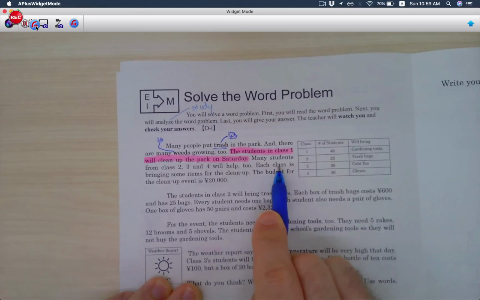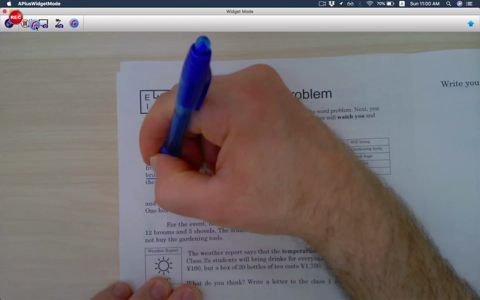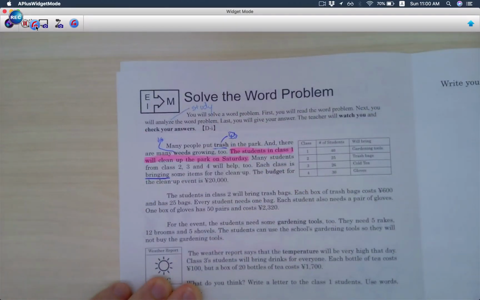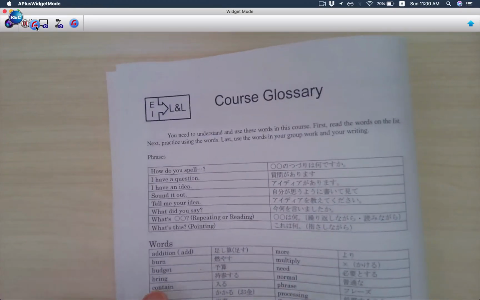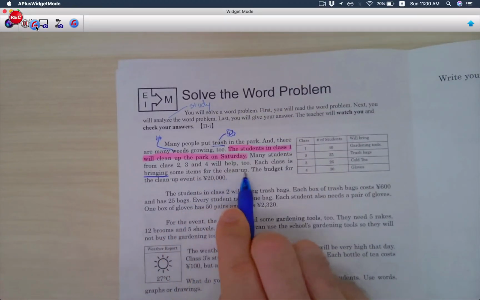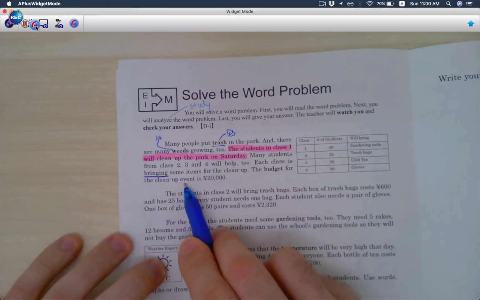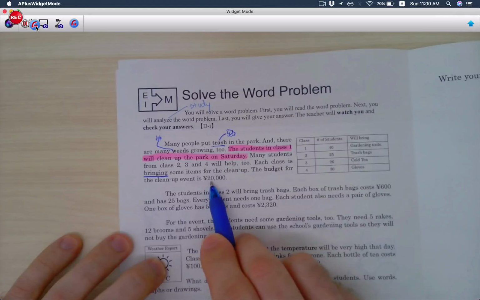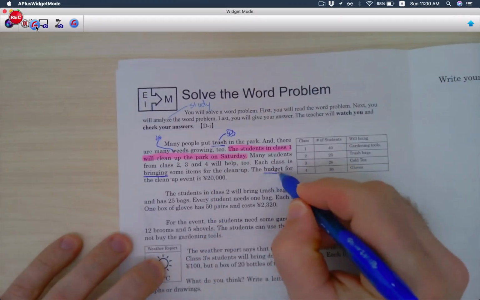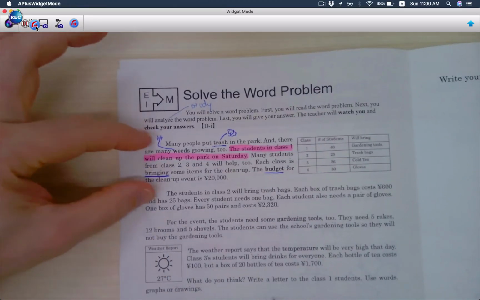Each class is bringing... What does bring mean? Once again, I'll check my glossary. Here it is, bring. Some items for the cleanup. The budget for the cleanup event is 20,000 yen. So our budget. Now, I understand this part.